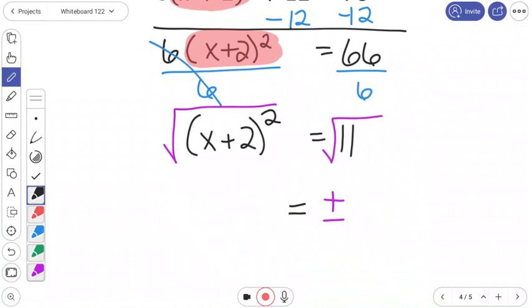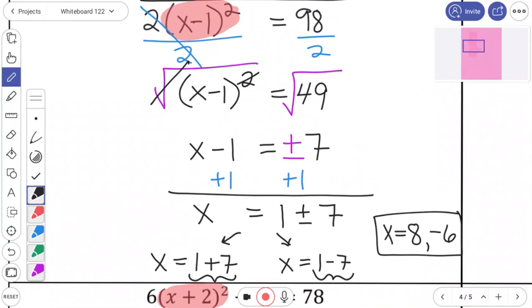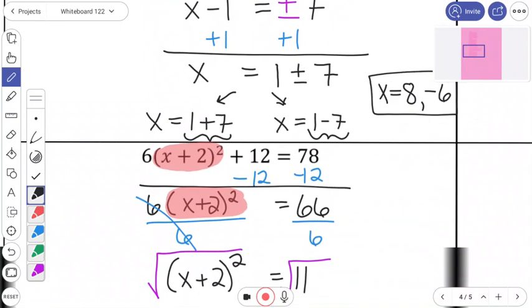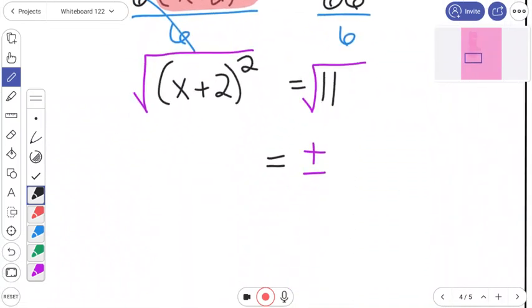Okay, so the right side of our equation, I have the square root of 11. Well, way up here, the square root of 49 simplifies to 7, right? Because the square root of 49 was 7 times 7. But I can't break down 11, right? There are no factors of 11, just 11 times 1. So we have to leave this as the square root of 11. We can't simplify that anymore.